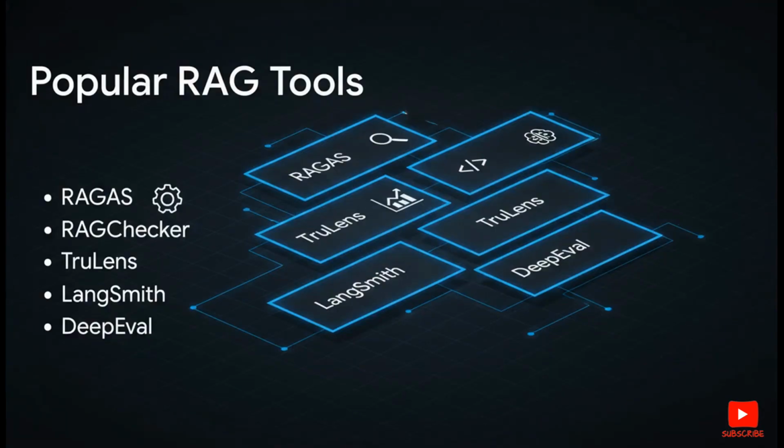And do you know what the best part is? You don't have to build all this evaluation logic from scratch. The open source community is absolutely amazing. There are fantastic tools out there like Ragas, TruLens, and LangSmith that have all these metrics built right in. You can get started with just a few lines of code.